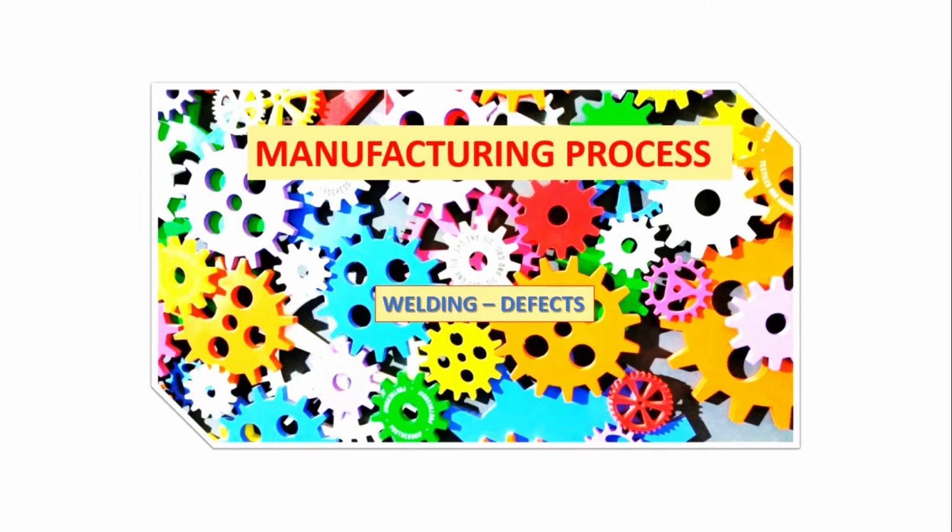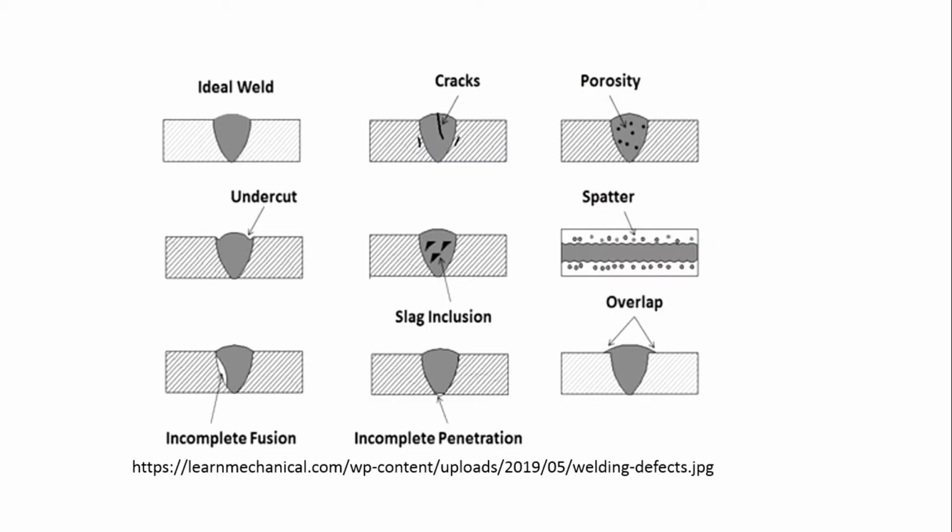Dear students, welcome back. I hope this will be the last unit of the welding process. This time we will cover welding defects. Let us go. Most of the welding processes have this type of defect. Let us check with the ideal one first, then only we can understand and make a comparison.